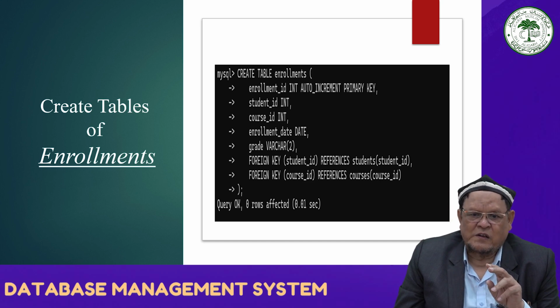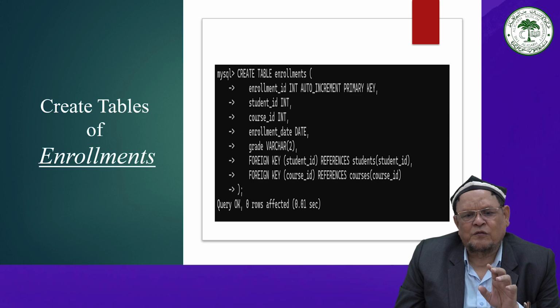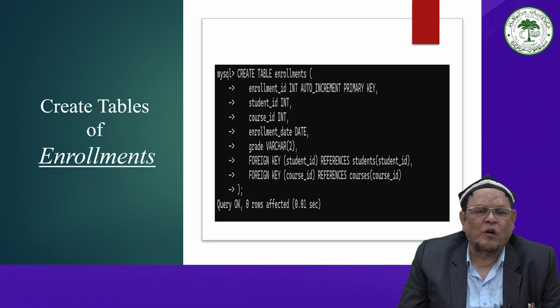Here in the table you have to create two foreign keys. You have to define foreign key student ID references students, with student ID within parenthesis. In this way you are able to create it. Then foreign key course ID references course, within parenthesis you write course ID. It means course ID will become a foreign key, then parenthesis close, then semicolon. When you enter, it will show query OK. In this way, we are able to create a table of enrollments.